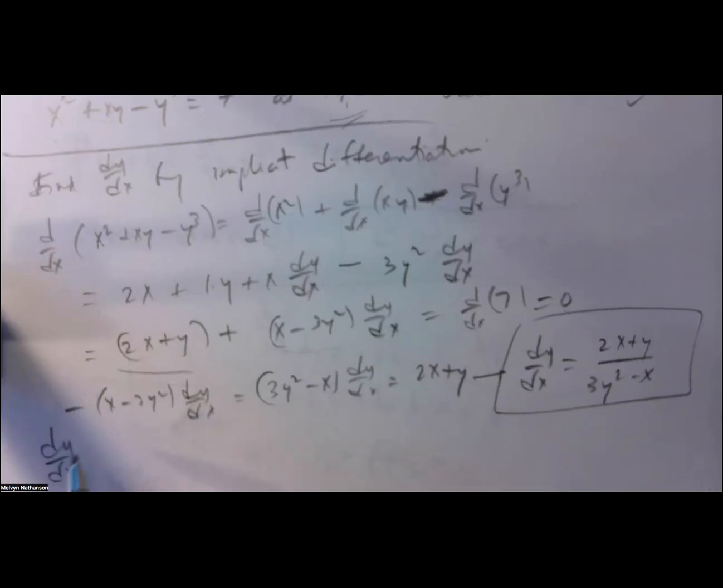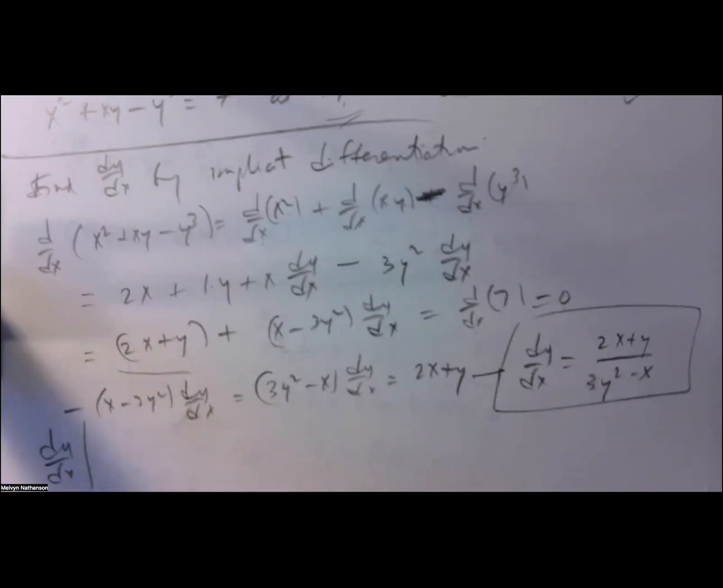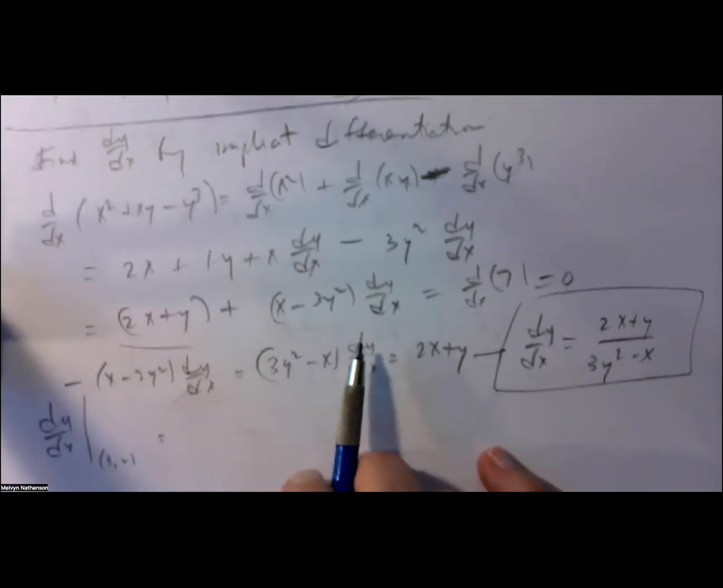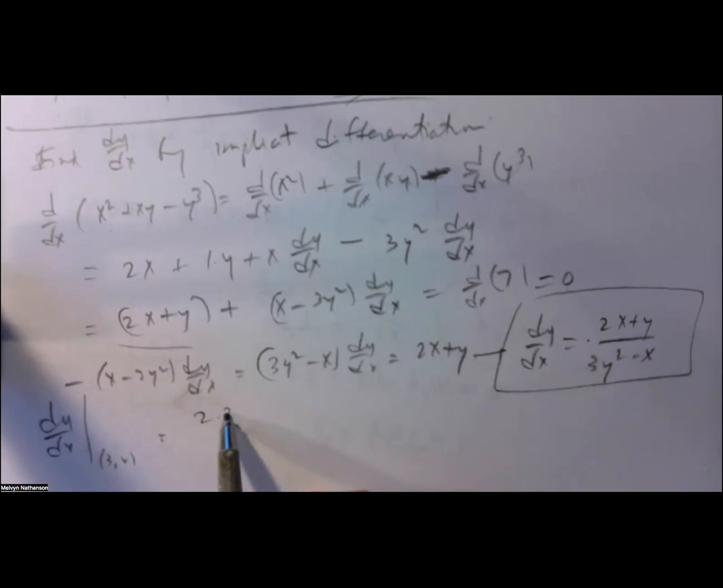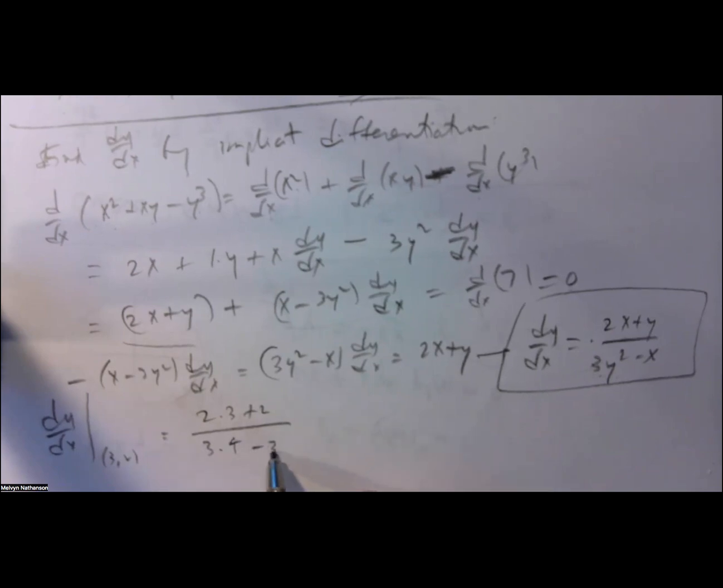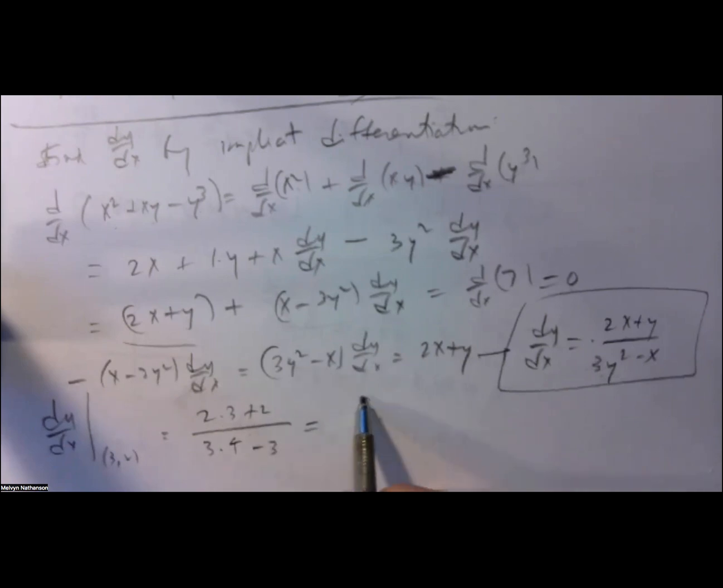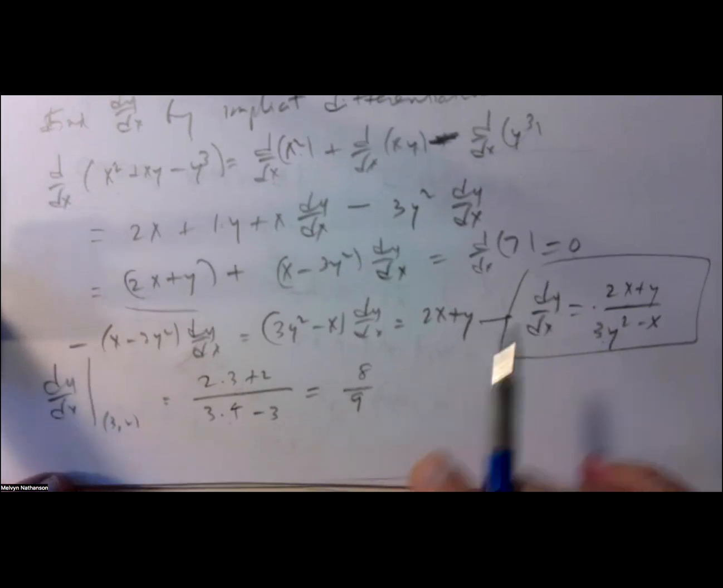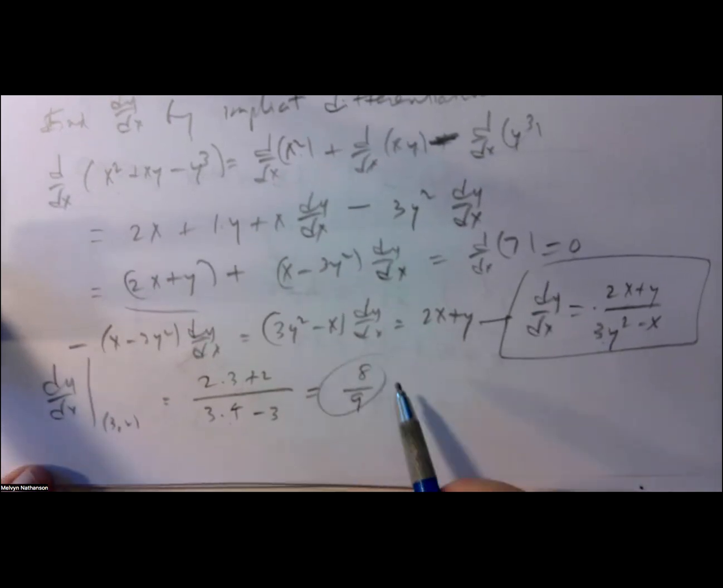And I want to find the value of the derivative at the point (3, 2). So when x is 3 and y is 2, this is 2 times 3 plus 2 over 3y squared. 2 squared is 4, so 12 minus 3. So this is 6 plus 2 is 8 over 12 minus 3 is 9. So at the point on the curve (3, 2), this is the slope of the tangent line.